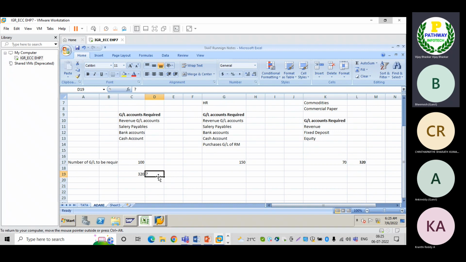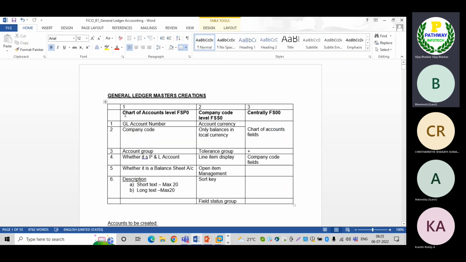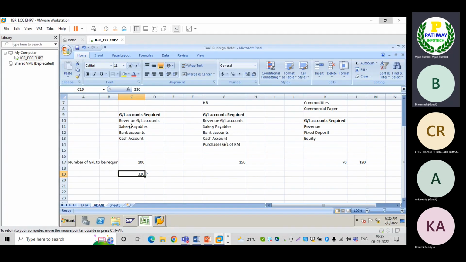Initially we can set up all the GL accounts at chart of accounts level, as per organization requirement. Let's say, for example, salary payables and the salary related GL accounts: after setting up the GL account at chart of accounts level, if the GL account is required in any company code, then you just extend it. That is what SAP has suggested.